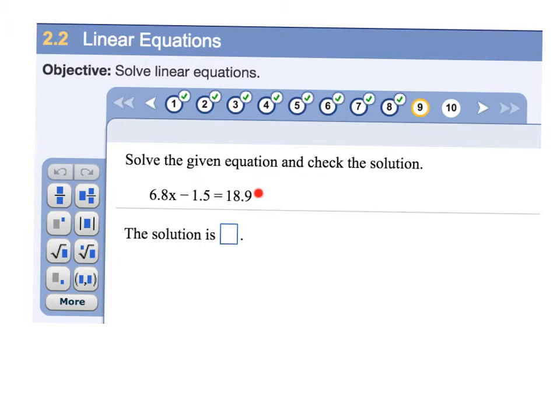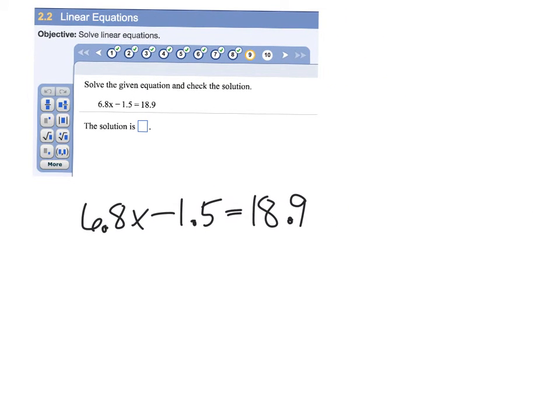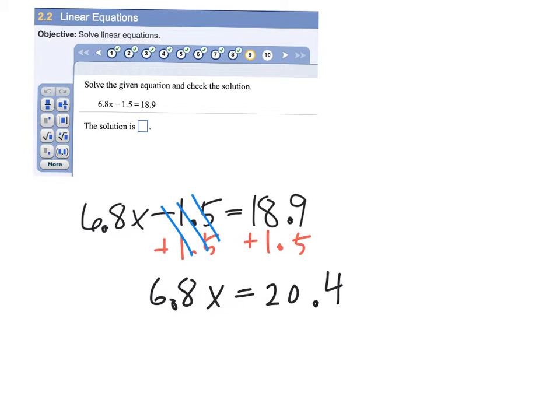All right, we're going to be solving, and really this is just more of the same. The only difference is now we've got some decimals going on here. So I'm going to get that out of the way. Here's our problem. The first thing we're going to do is add 1.5 to both sides. And that makes these go away. So you end up with 6.8x is equal to 20.4. I think I did that right.